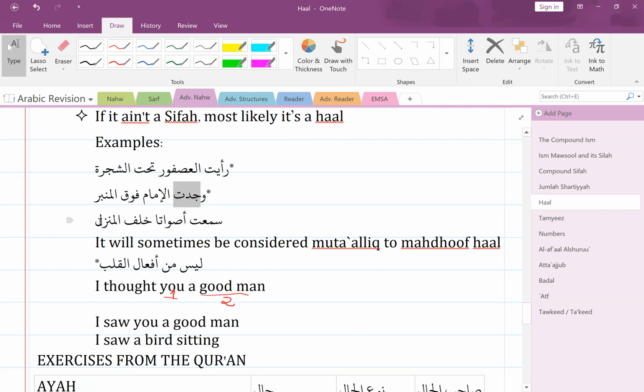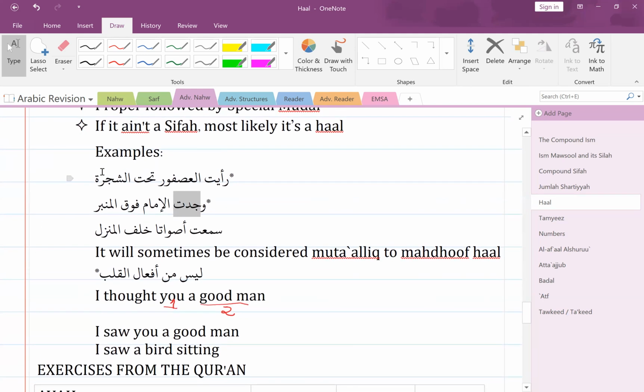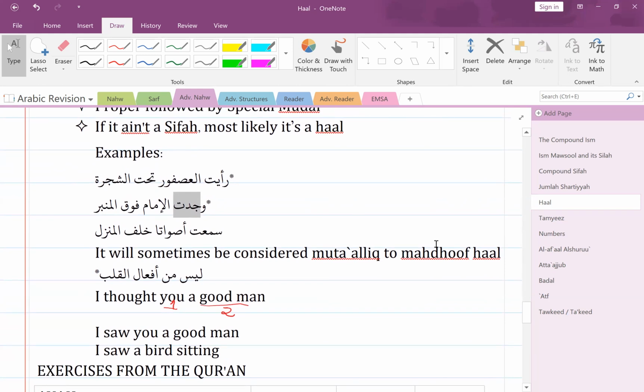سمعت أصواتا خلف المنزل. I heard noises or voices behind the house. How did I hear? I had them existing behind the house. Like, there were some noises behind the house. So that's just a brief summary of متعلق to محذوف حال, or just a حال.